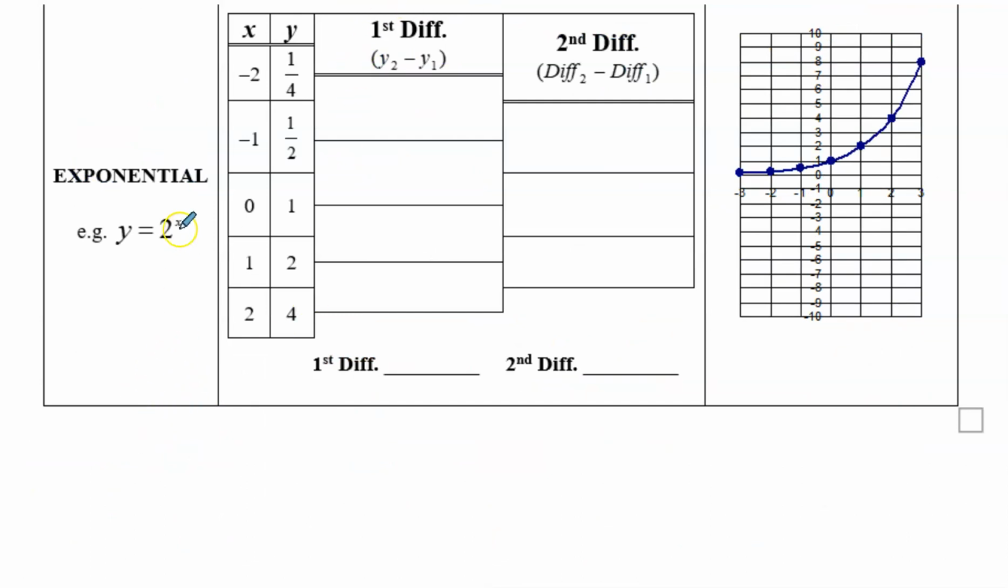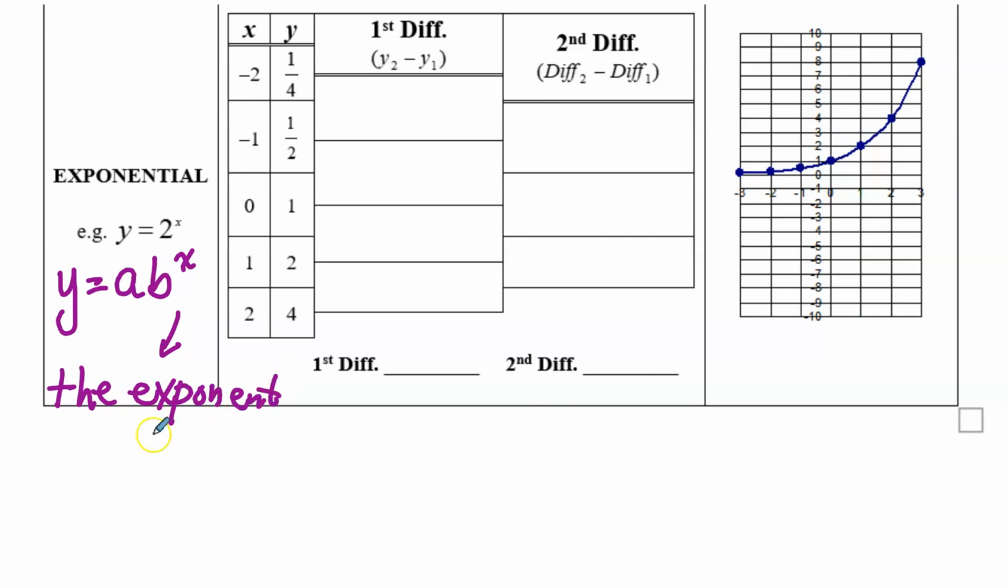An exponential is in the form y equals a times b to the power of x. This time we are noting that the exponent is x. That's how we know that it's an exponential relationship. The exponent is your x.